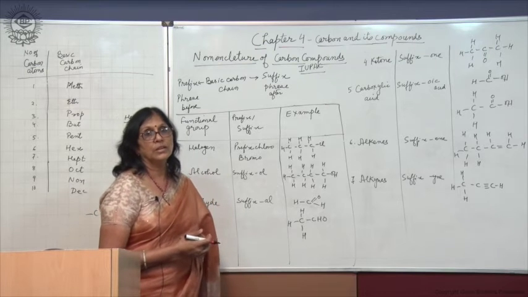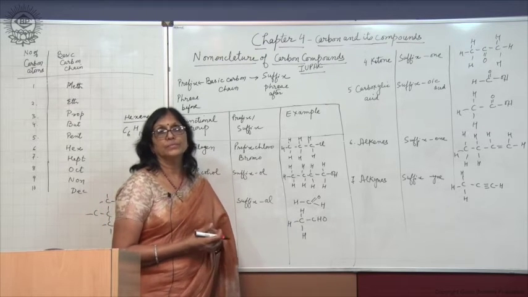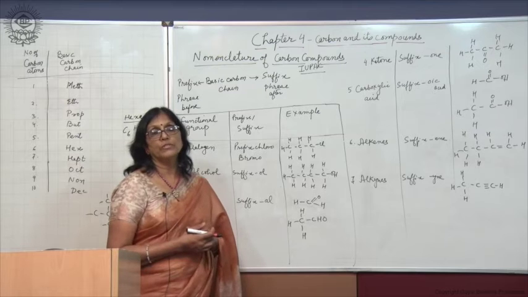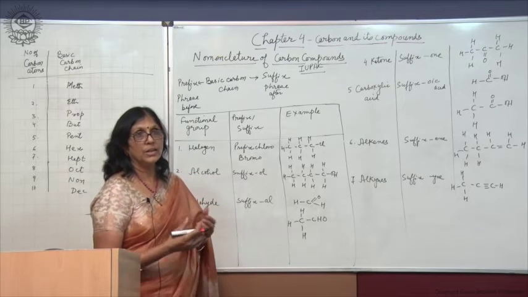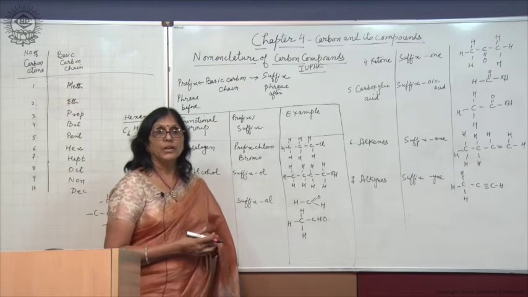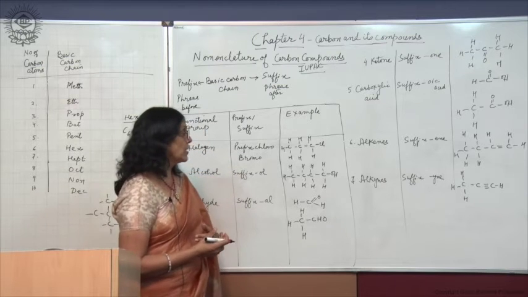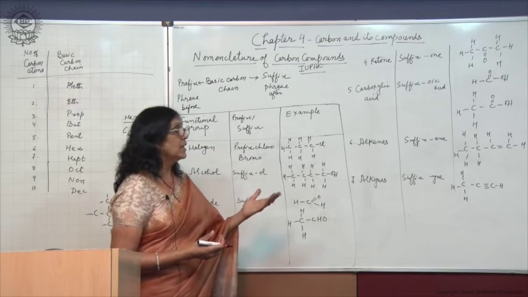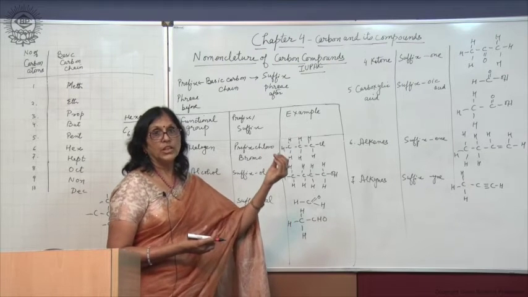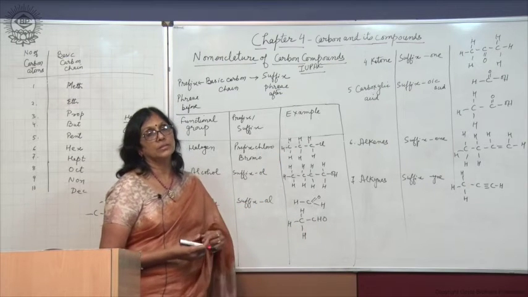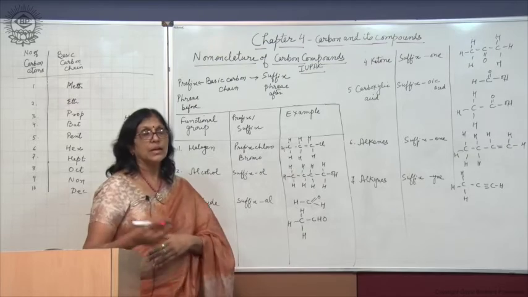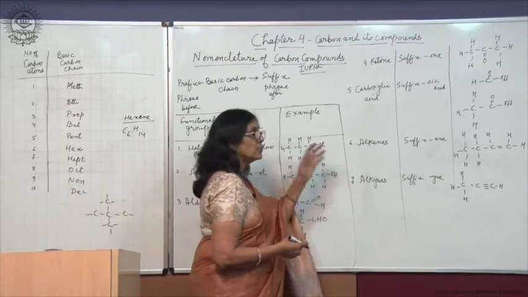The general formula of alkenes is CnH2n. So, the molecular formula of propene will be C3H6 and you can write the structural formula also; it will have a double bond. So, the IUPAC names of alkenes are ethene, propene, butene, pentene and so on.